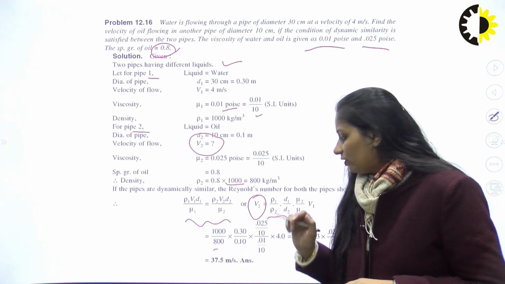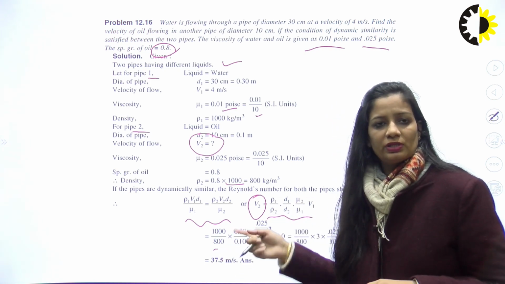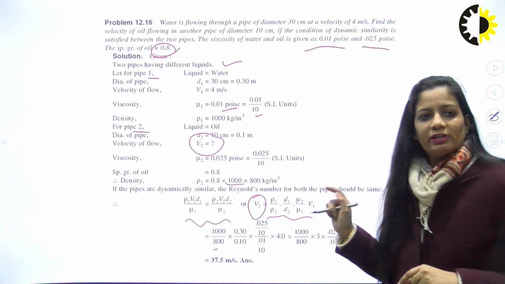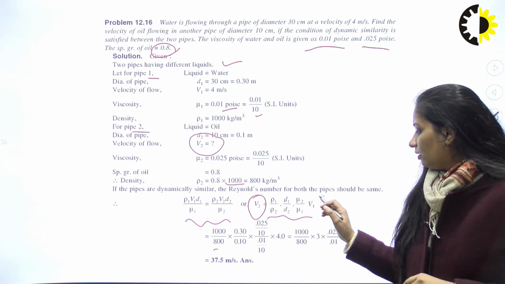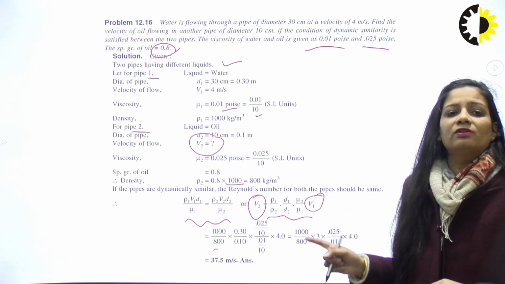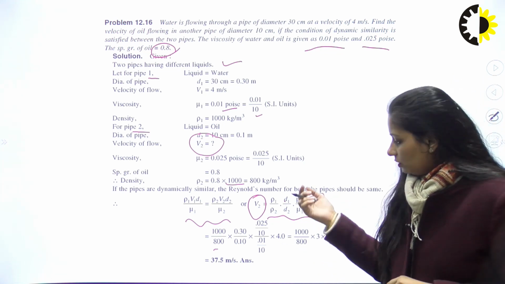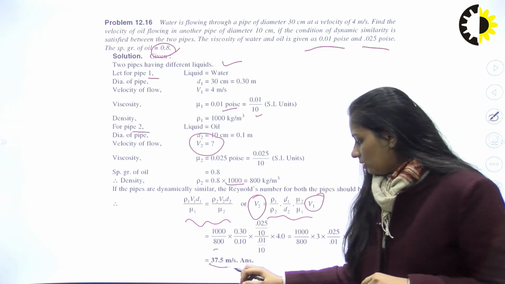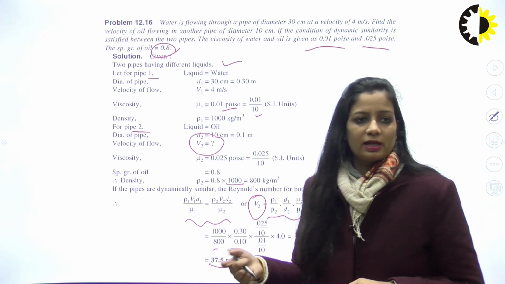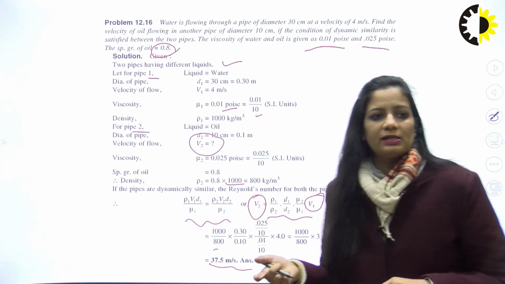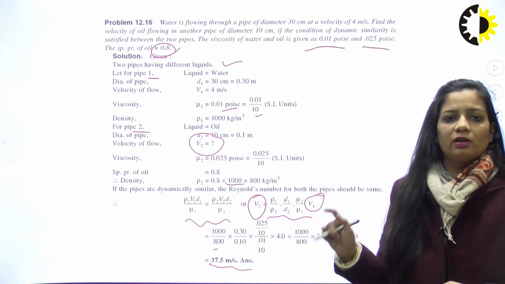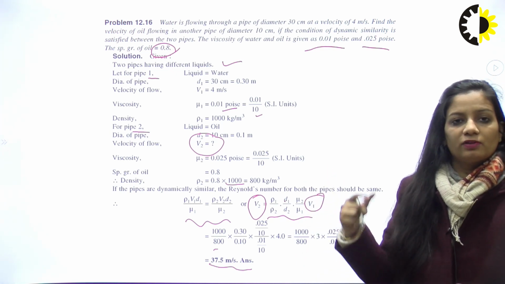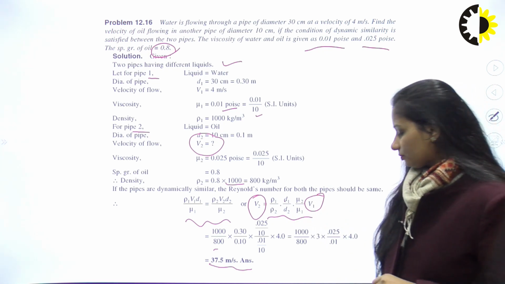Now rho1 was given, rho2 is now known to you as 800, d1 is known to you, d2 is known to you, nu1 and nu2 are also known to you, and v1 is given in this particular question as 4 meter per second. Now just calculate all the other values. What you are going to get is v2 as 37.5 meter per second. This will be your final answer for the velocity in pipe number 2.